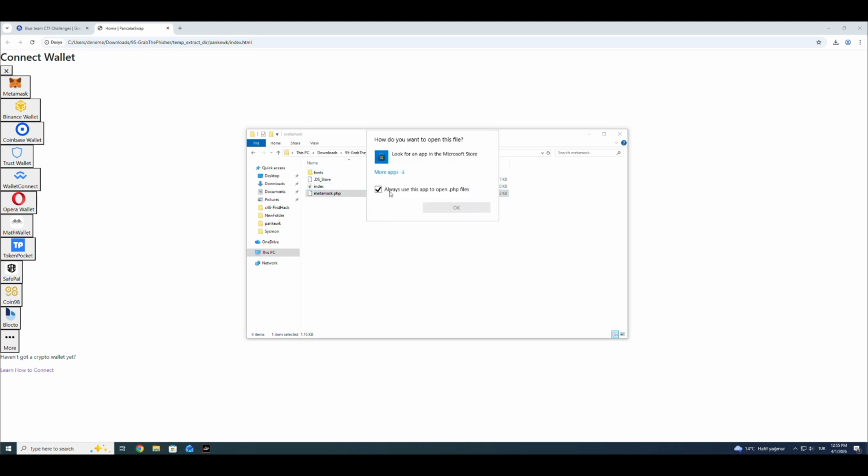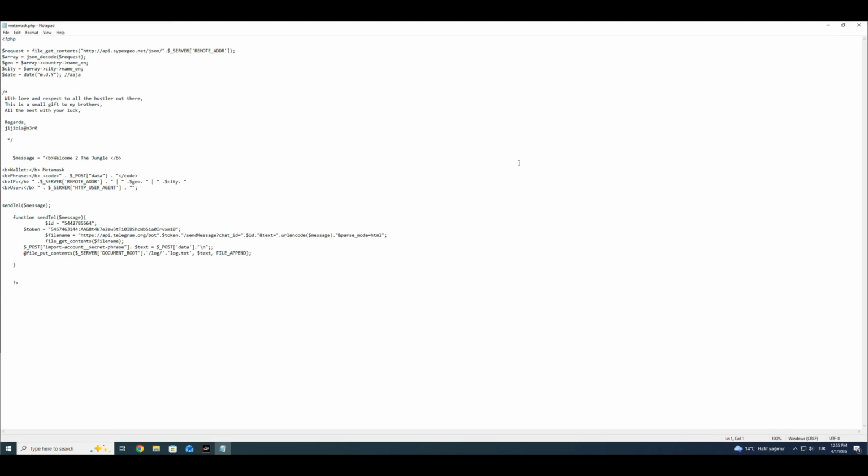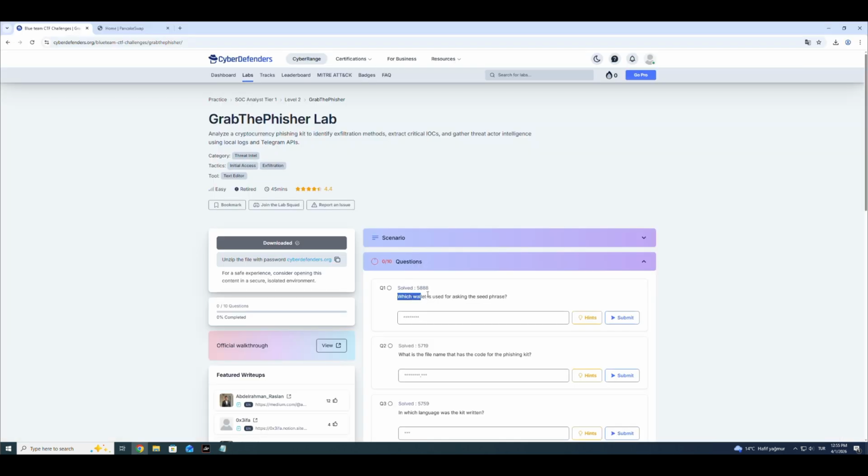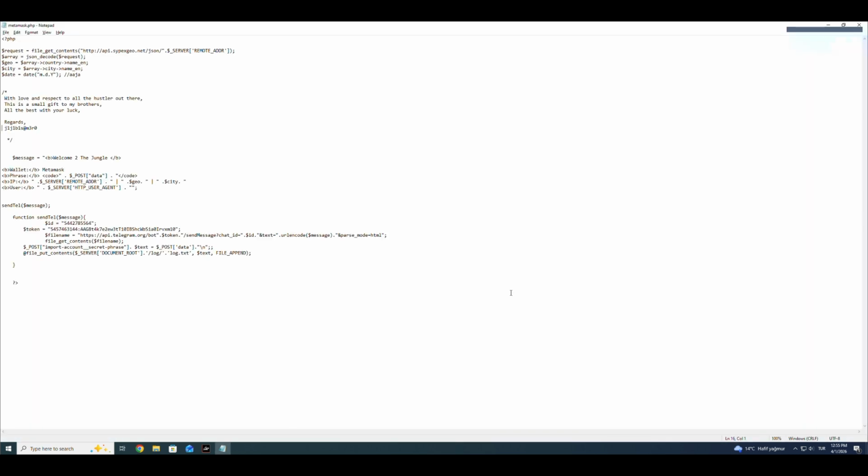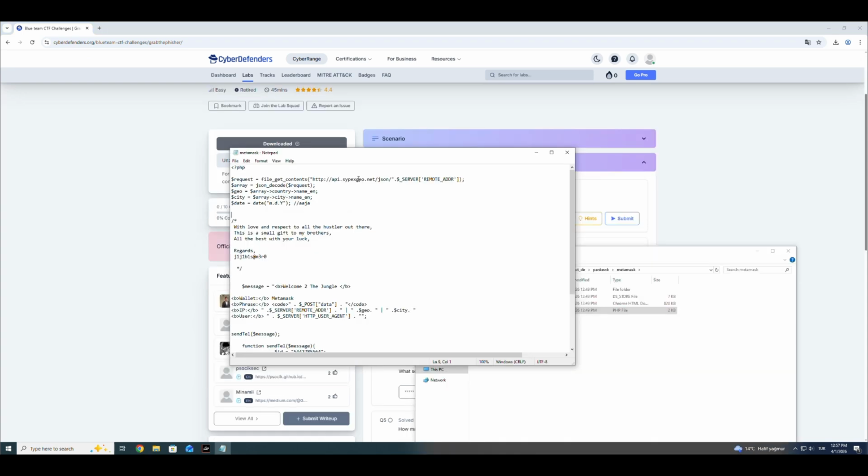After downloading and safely extracting the provided artifact, our first step is to perform an initial behavioral analysis. Opening the index.html file reveals the phishing lure, a fraudulent connect wallet page. By interacting with the interface, it becomes immediately apparent that the primary target for this credential harvesting campaign is MetaMask. This neatly answers our first question.